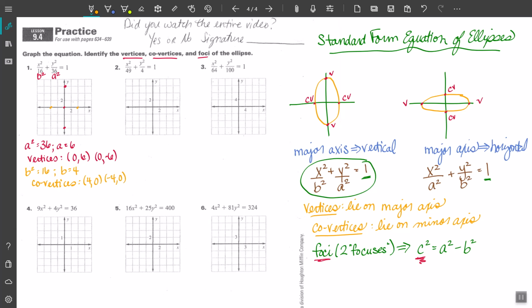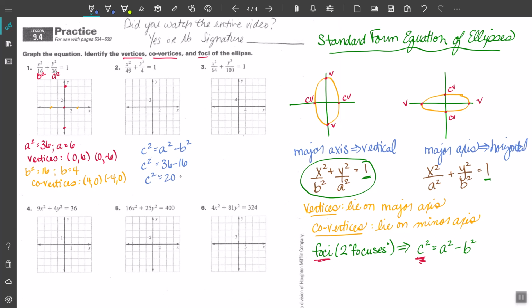All right, and then the last thing we need to do is find the foci. So we're going to use that equation down here, c squared equals a squared minus b squared. Actually, let me move into this space. C squared equals a squared minus b squared. Right, so I don't know c squared, that's what I'm solving for, but I know my a squared term is 36. I know my b squared term is 16. So c squared equals 20.